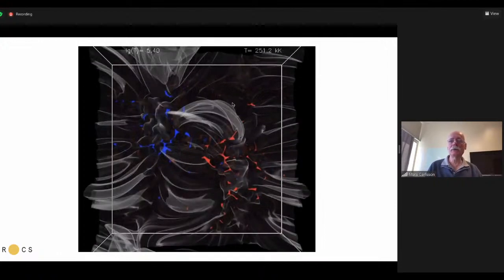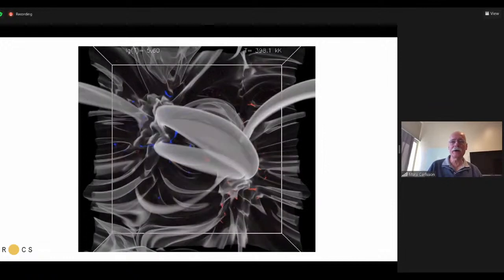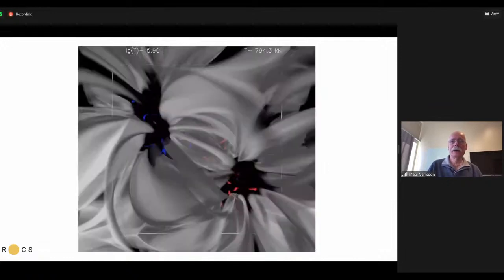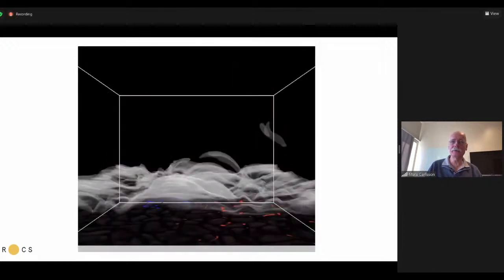And now at about 200,000, we get a new set of loops that are sort of more diffuse. Here we see at 300,000 and 800,000, and the high temperature we find actually in more compact loops in this simulation.